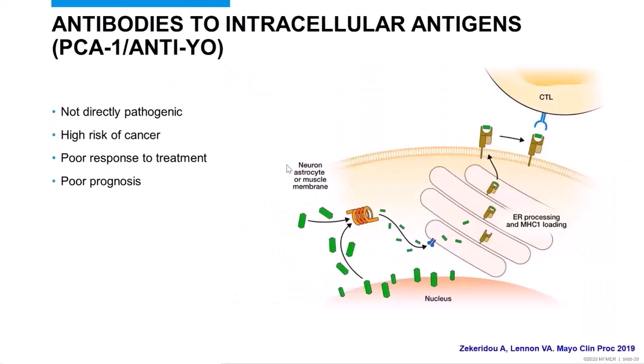The second category is typical of antibodies to intracellular antigens. Other examples would be the Purkinje cell cytoplasmic antibody type 1, or anti-Yo, or ANNA-1, or anti-Hu. Again, we don't think these are directly pathogenic because they can't cross the cell membrane to get access to the cytoplasmic or nuclear antigens. It's thought to be driven mostly by CD8 T cells, which target MHC class 1 when these peptides are presented on the surface of the cells. And they have a very high risk of cancer. These patients will have an 80 to 90% risk of cancer most of the time. And they tend to have a poor response to treatment and poor prognosis.